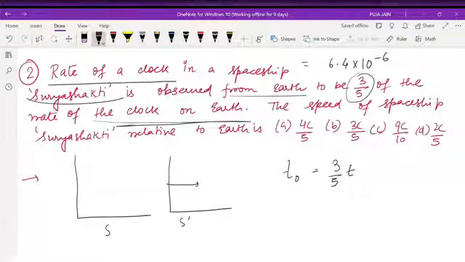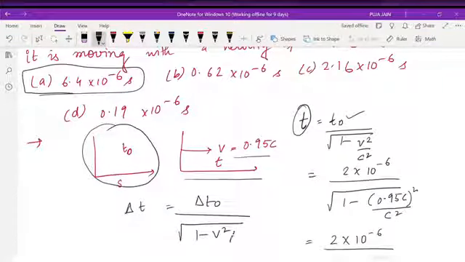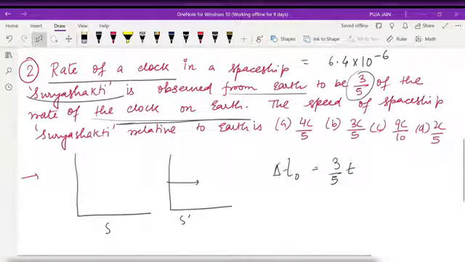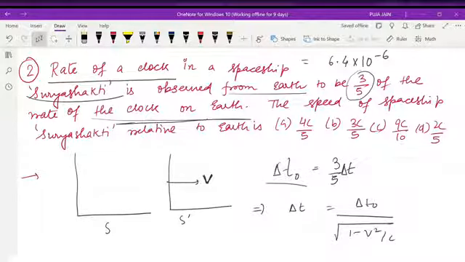In many books, this formula is written this way: delta T equals delta T naught by root 1 minus V square by C square. You can use T, you can also use delta T. I am using delta only. Now T naught is always in my rest frame. So here my rest frame is Earth. From Earth, it is observed that the rate of the clock is 3/5. We need to find the velocity v by which the spaceship is moving. Fine, so we will use our formula delta T equals delta T naught by root 1 minus v square by c square.